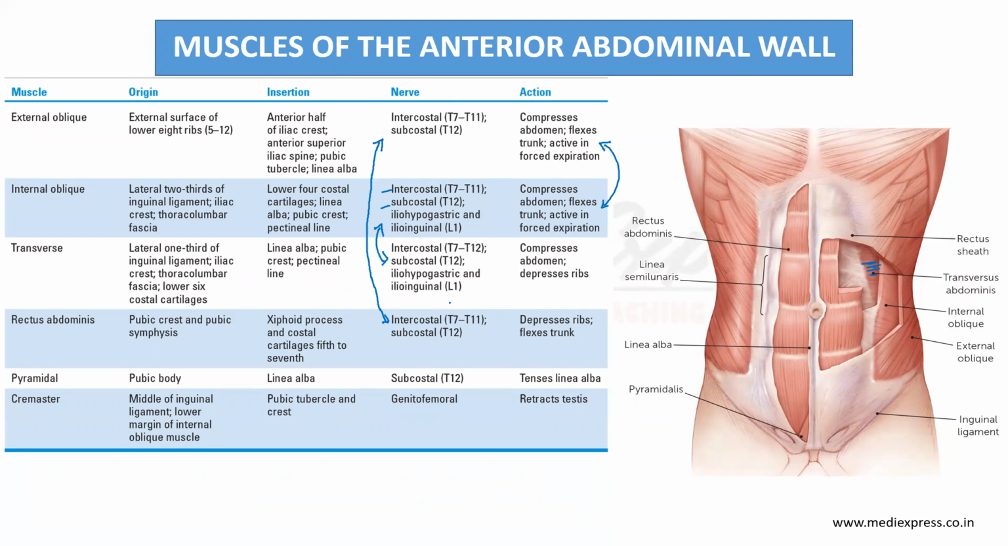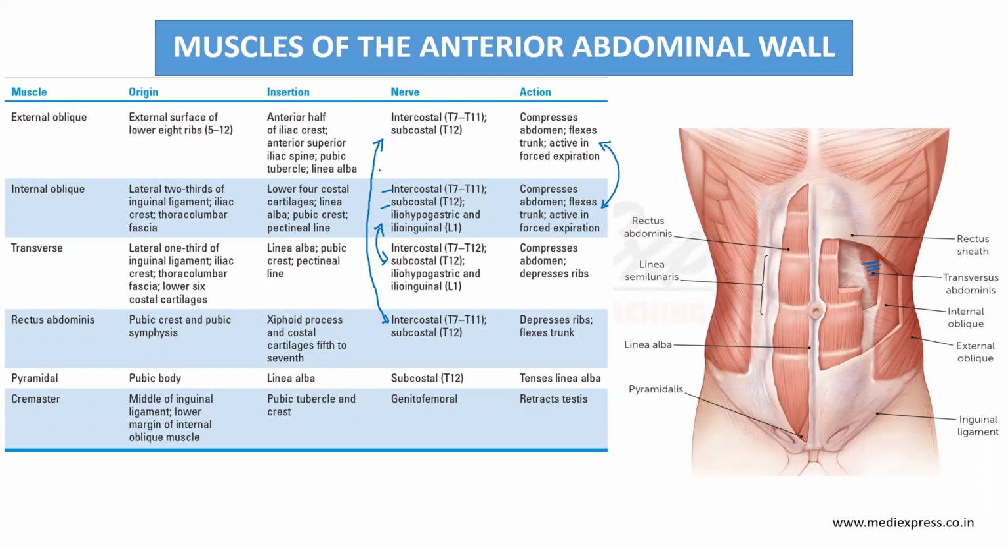Okay, so what does transverse abdominis do? It compresses the abdomen and it depresses the ribs. This is what the transverse abdominis does. Now, next one is the rectus abdominis. Remember, rectus abdominis is a vertical muscle. Okay, and transverse abdominis, external oblique and internal oblique are basically flat muscles. Flat muscles.